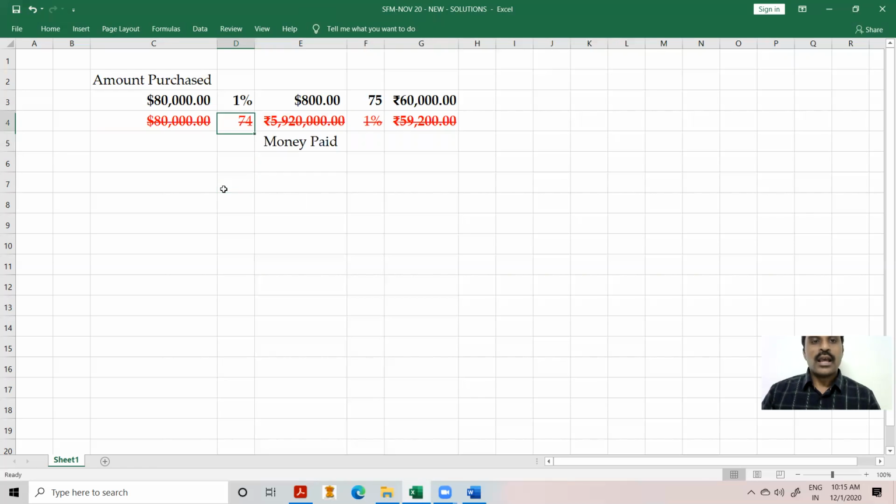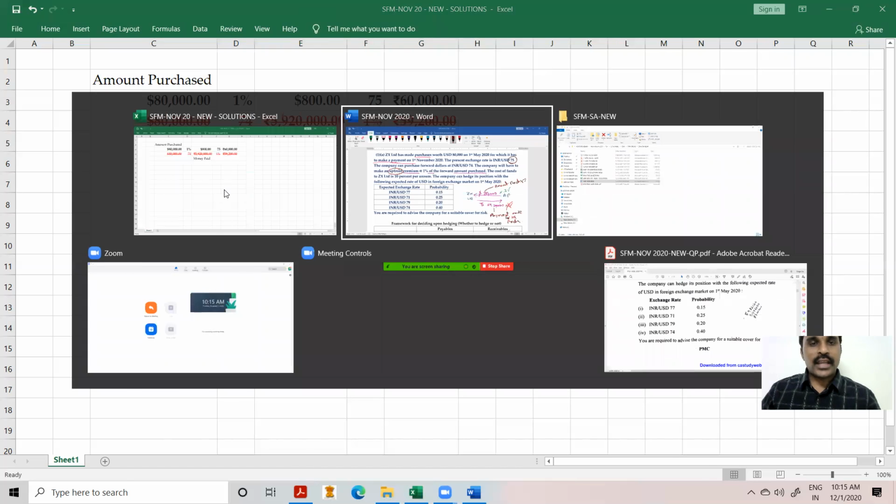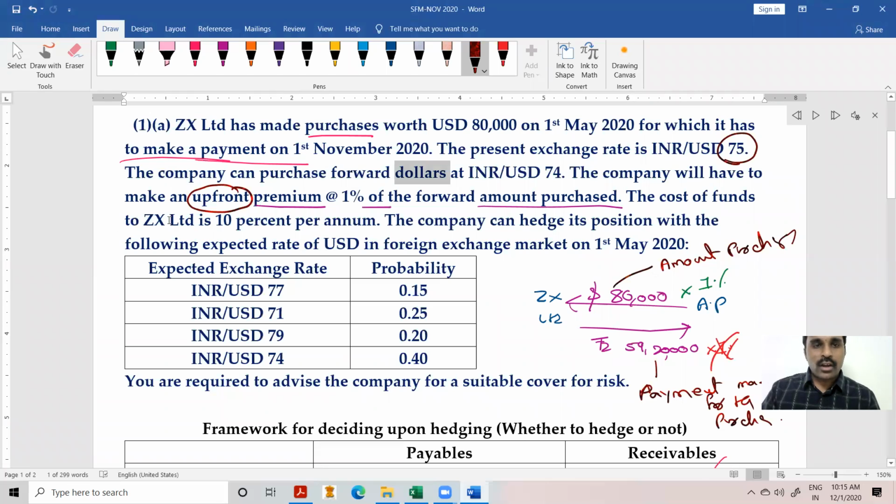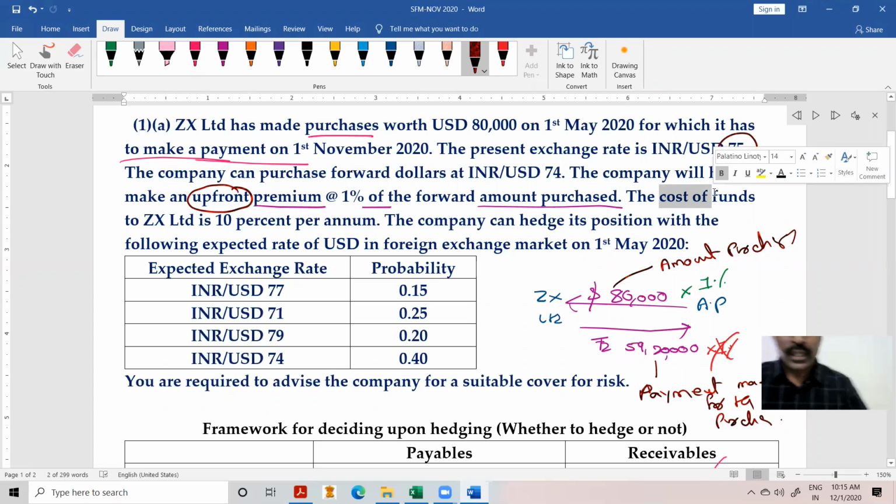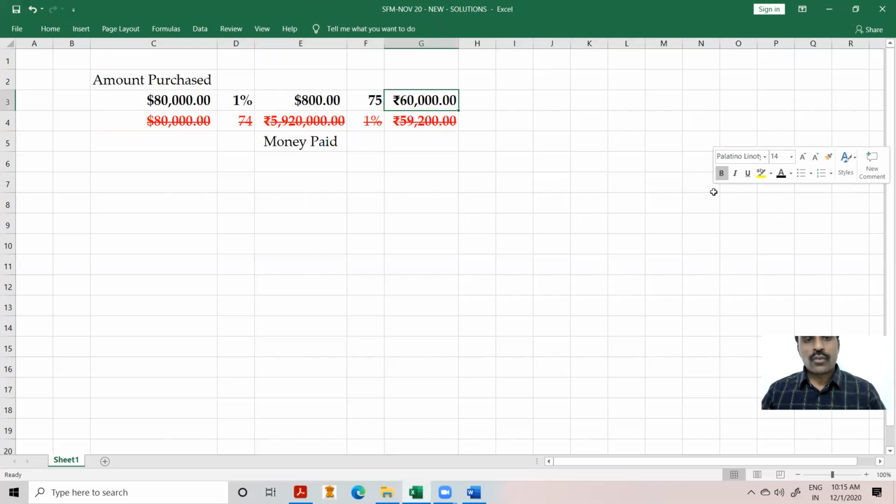The upfront premium is 60,000. But from where will you get the 60,000? We have to borrow money. Or even if we have surplus cash with us and don't need to borrow, we'll lose that opportunity cost. This 10%, you can take it either as an opportunity cost of funds or as a cost of borrowing. The cost of funds to ZX Limited is 10% per annum.